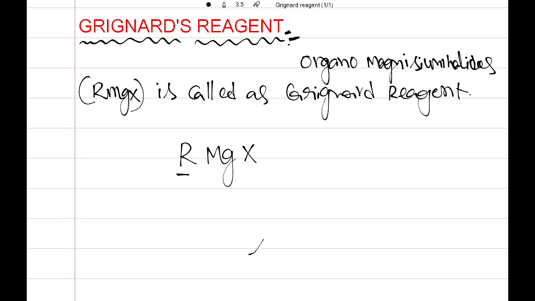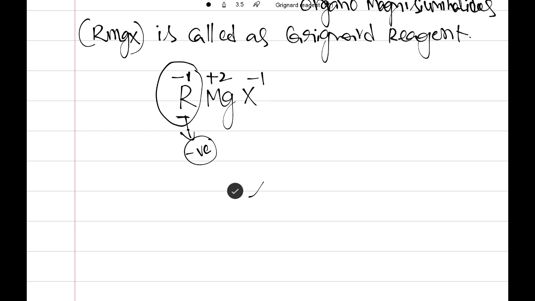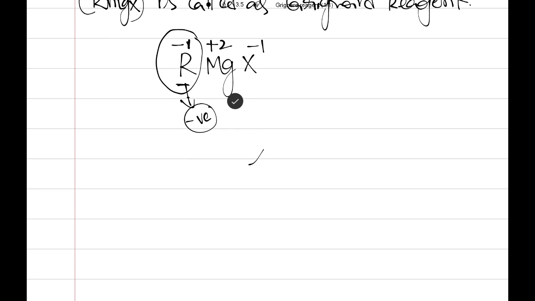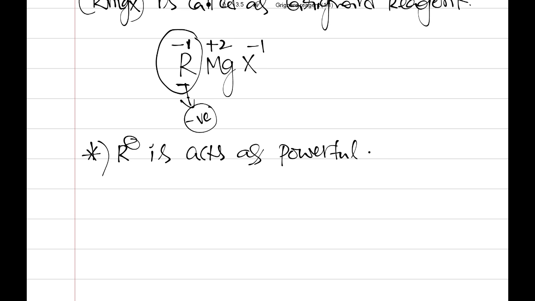Magnesium always has which charge? It has +2. Halogen has a negative charge, and R also has a negative charge. That means the alkyl group has a negative charge here. This R group acts as a base as well as a nucleophile. It is a very important point. So here R minus acts as a powerful base as well as a nucleophile.